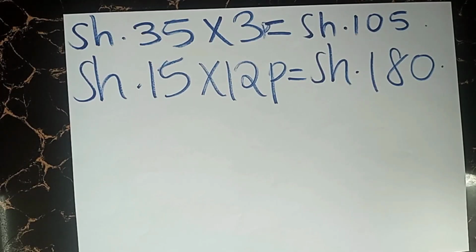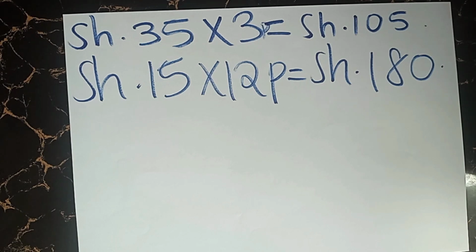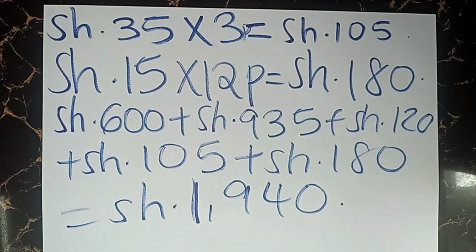When we add all this, you're supposed to get 1,940 shillings. So we can safely conclude that this minibus collected a total of 1,940 shillings during the trip. And just like that, we have our answer. The answer to this question is this number here.